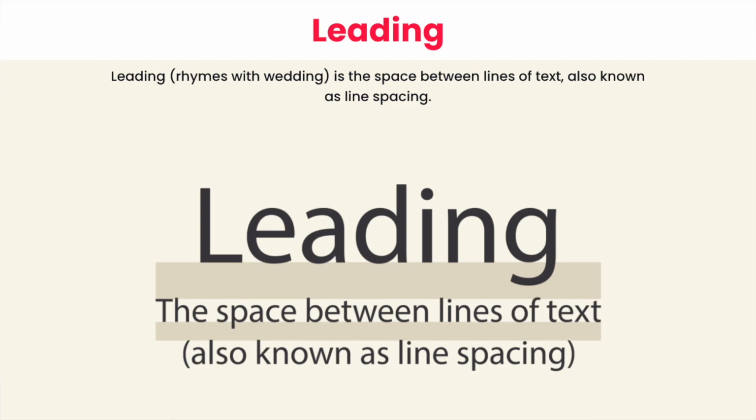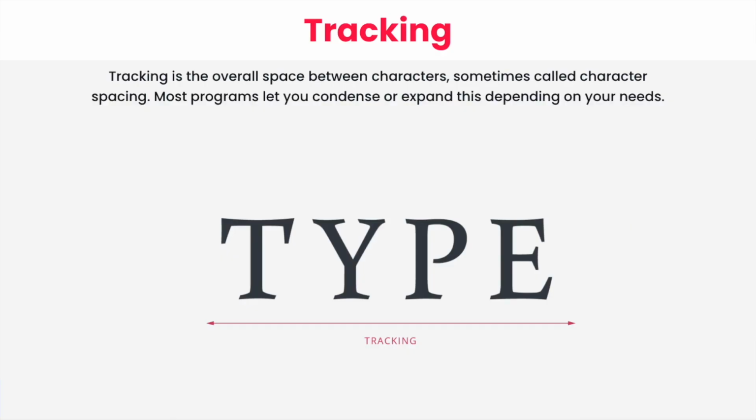Tracking. Tracking is the spacing between our characters. We see this style in a heading or in a button, where we increase the spacing of the fonts a little bit and give a little tracking to it.